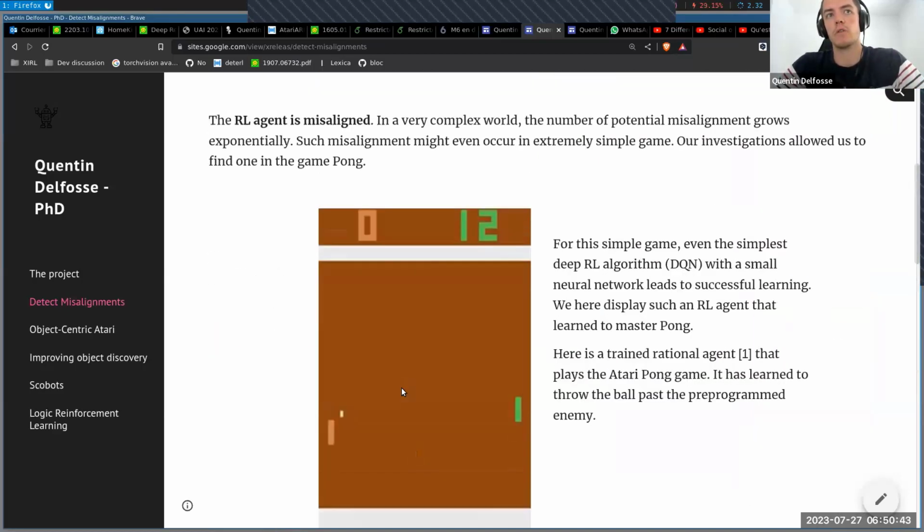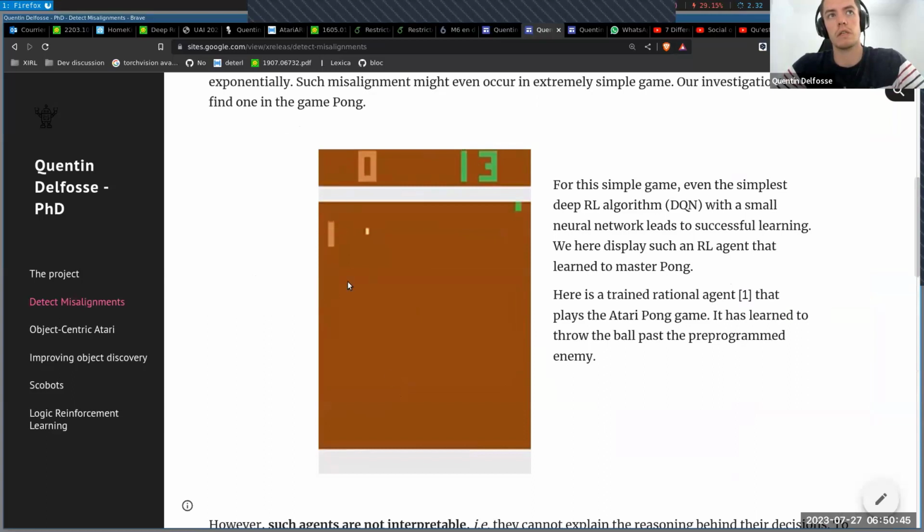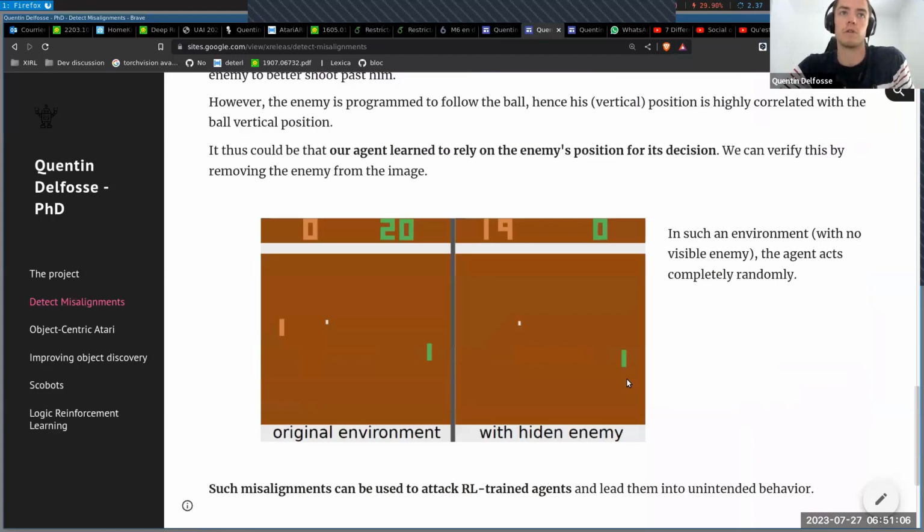The thing is that if I go back to this animation, what you're going to see is that the position of the enemy paddle is always aligned to the position of the ball. And so you have a correlation between the vertical position of the enemy paddle and the position of the ball. So you have a misalignment opportunity here. And obviously our stochastic machines that don't use symbols to reason fall into this trap.